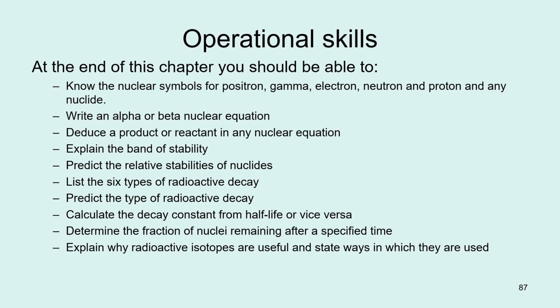Be able to calculate a decay constant from the half-life, or be able to calculate the half-life from a decay constant, and then determine the fraction of nuclei remaining after a specified time. So using the first order rate law to be able to find the fraction of nuclei remaining. And then just in general, be able to explain why radioactive isotopes are useful and different ways that they are used. And that's the end of this chapter and the end of the semester.